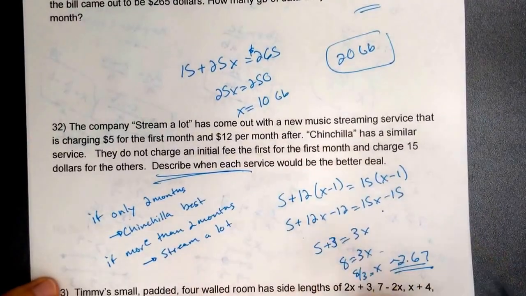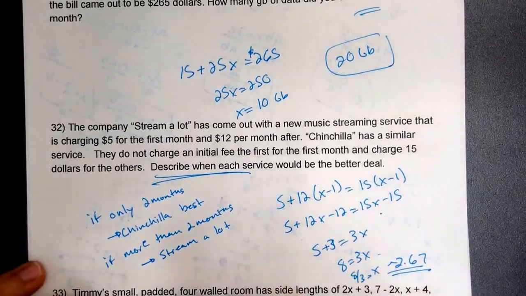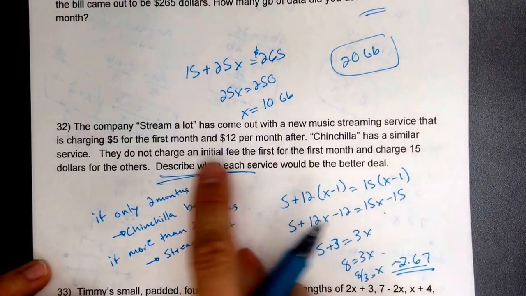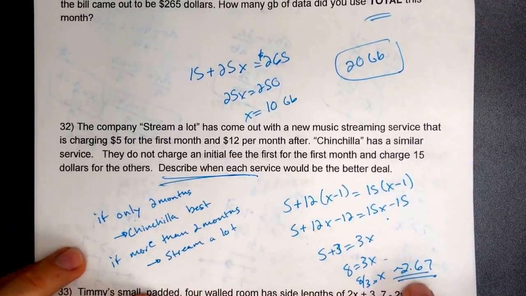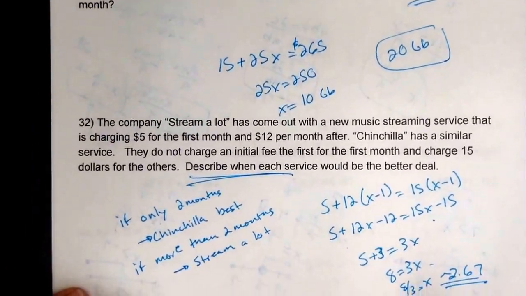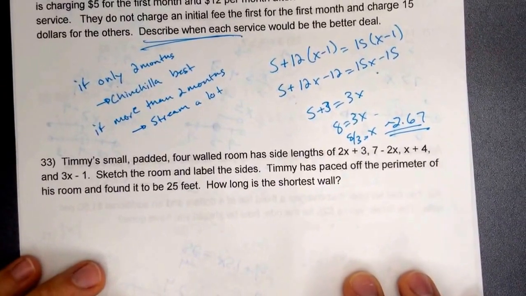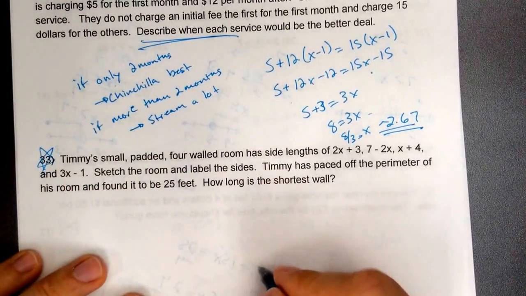All right, so we've got to understand our answer. This is when they're equal, so less than that, the one that started off less, no fee, is going to be cheaper. After 2 2/3 rather, we're going to want the one that's cheaper per month. All right, this one, important note, and I'll get to that as we go.